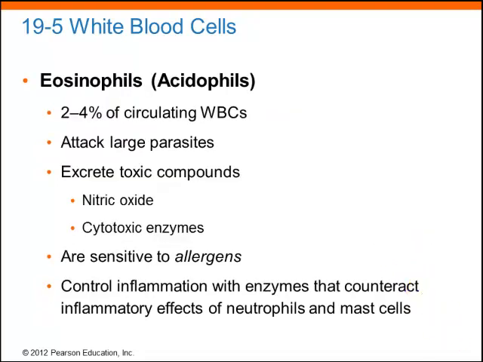Eosinophils are 2 to 4% of your circulating white blood cells. They are very good at attacking parasites such as worm infections. So you see eosinophilia, a high level of eosinophils, in people that have parasite infections, but we also paradoxically see that in people with allergies, and so someone with allergies might have an eosinophil count of 20% instead of just 2%.